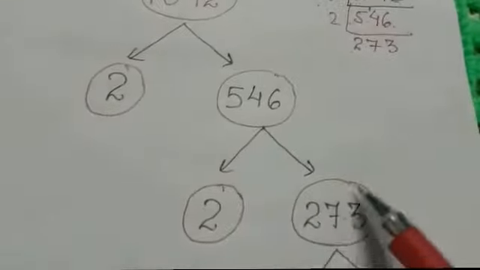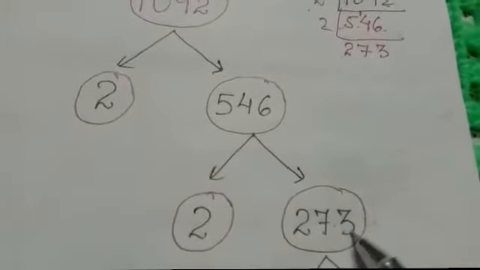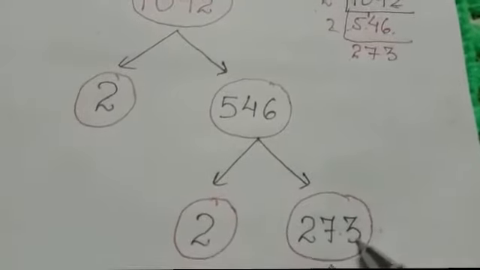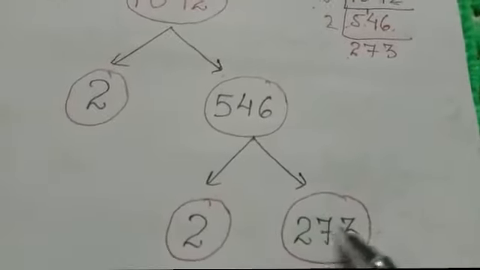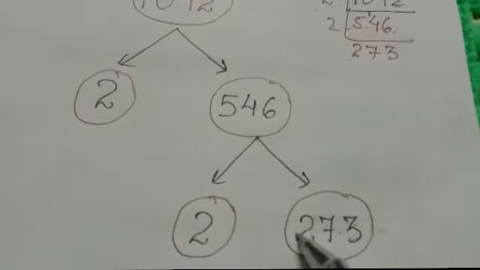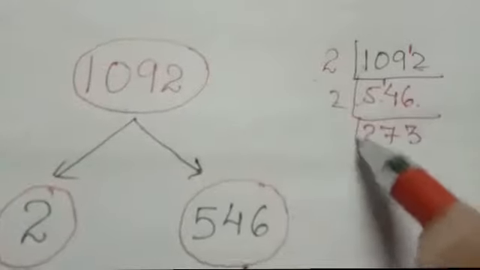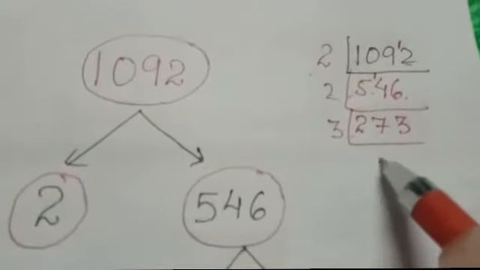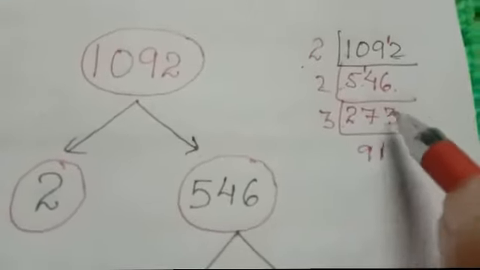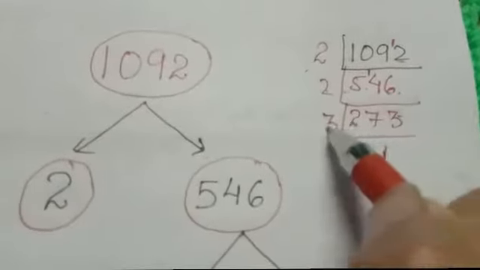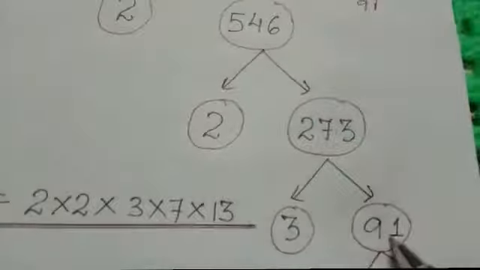Again we have to find the factors of 273. It is easily divisible by 3. You can check, because 7 plus 3 is 10 plus 2 is 12. So 12 is divisible by 3. So this number is divisible by 3. 3 9s are 27, 3 1s are 3. So 273 is 3 into 91.